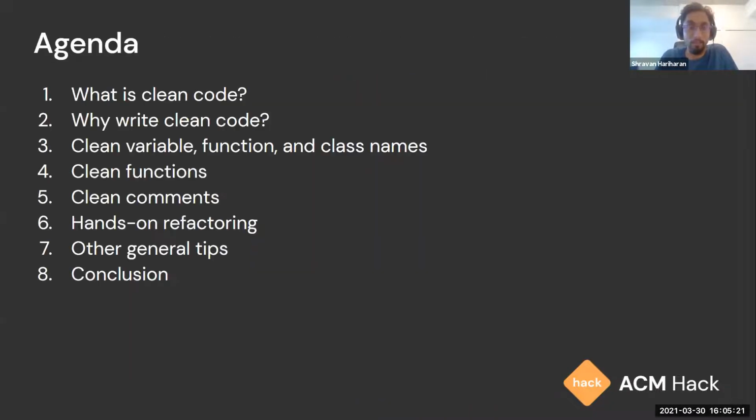So, all right, for our agenda, I just want to quickly cover what we're going to be going over. We're going to ask ourselves, what is clean code? Why do we need clean code? Quickly going over how to write clean variable names, function names, and class names. Clean functions, clean comments, and then do a little bit of refactoring of a sample project, and other general tips and a conclusion.